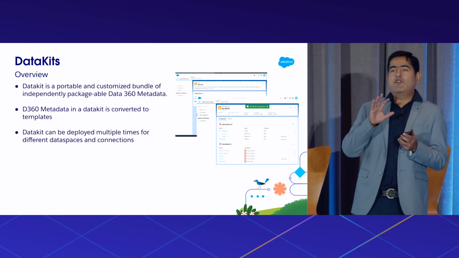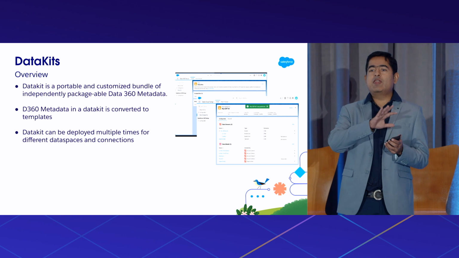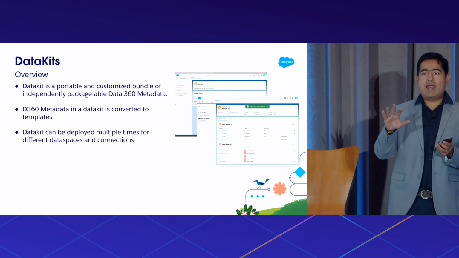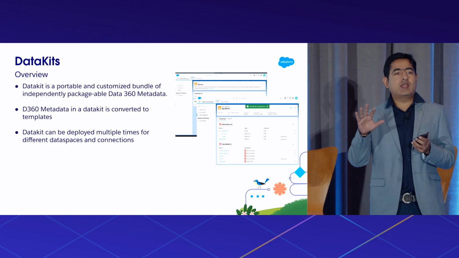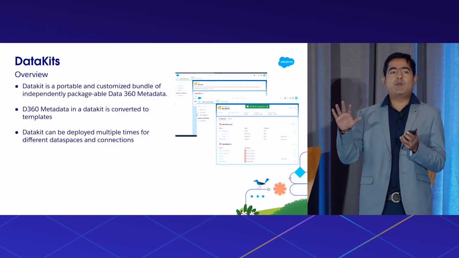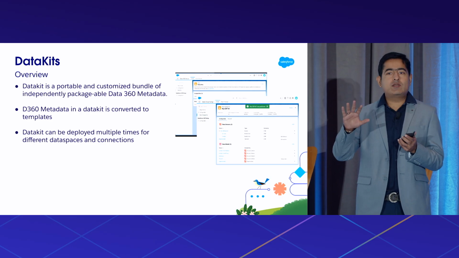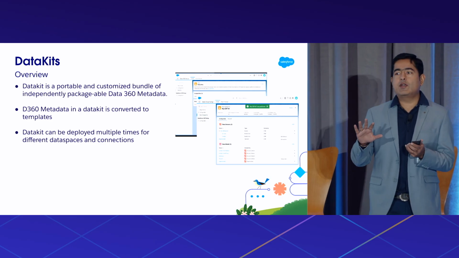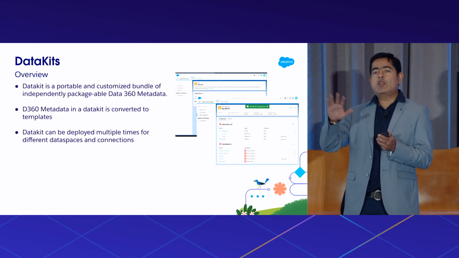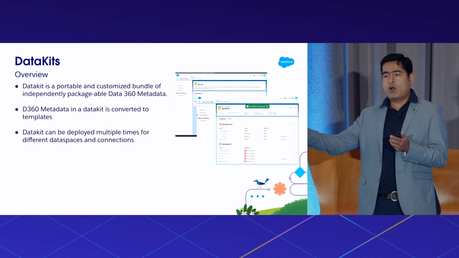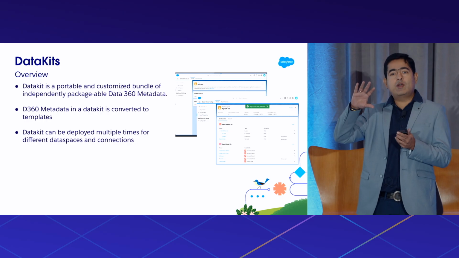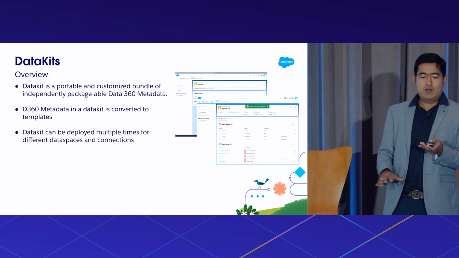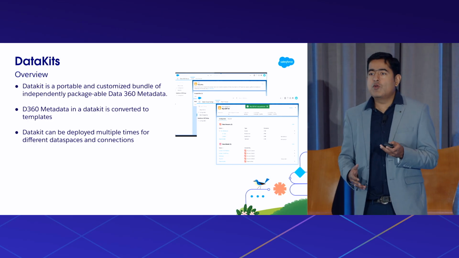Now, the way a data kit works is that whenever you add any process definition into a data kit, it's converted into templates. What that means for packaging is, if you're familiar with the data space construct, you package it once from your default data space, all your process definitions get converted into the form of templates, and then when you install the package into your subscriber org, you can deploy the components that you've added into the data kit into one or more data spaces. And the same holds true for connections as well.